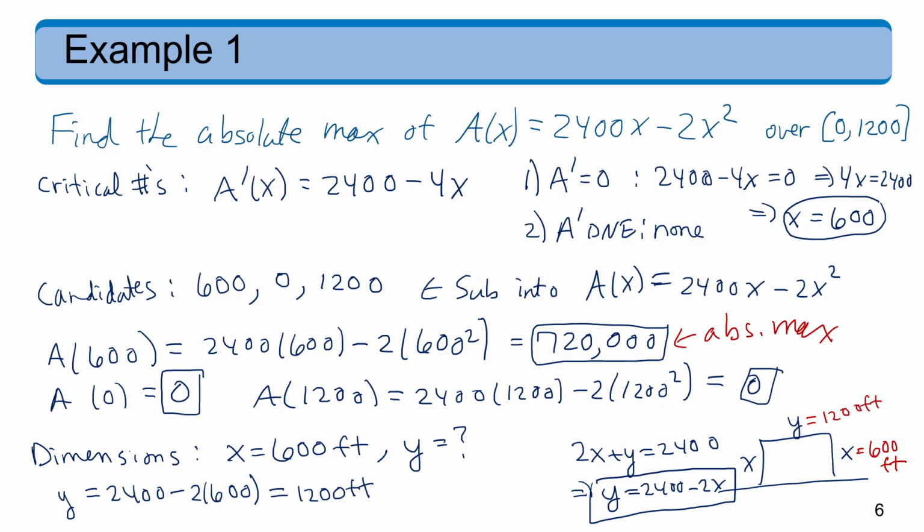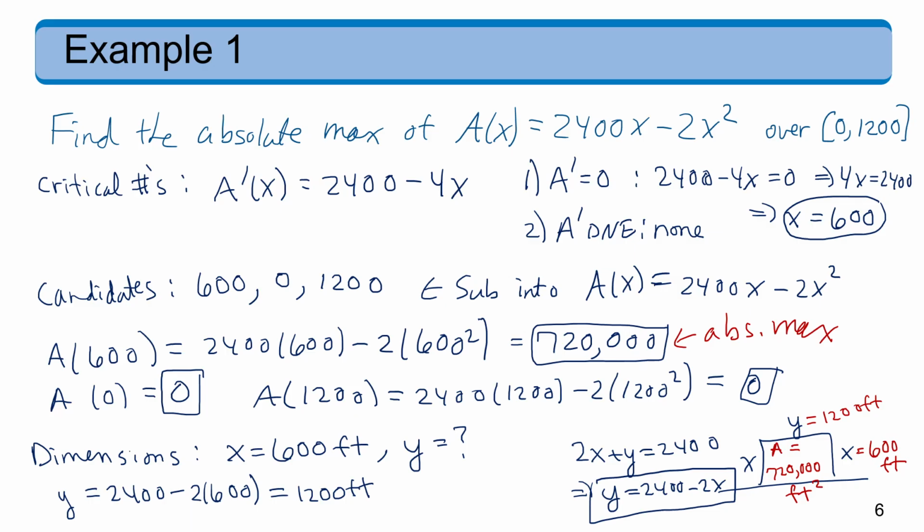And the area that results from that, you could find it by multiplying 1200 by 600, or we actually already know it. It's up here, this absolute max for the area. 720,000 is exactly what you would get if you multiplied those two dimensions. So I'll just put in here area equals 720,000, and then the units there would be square feet.